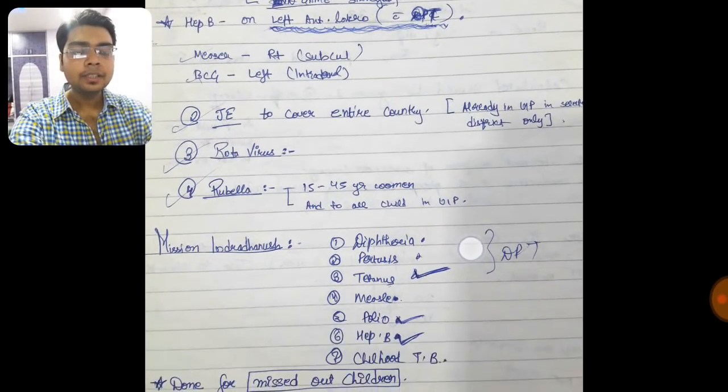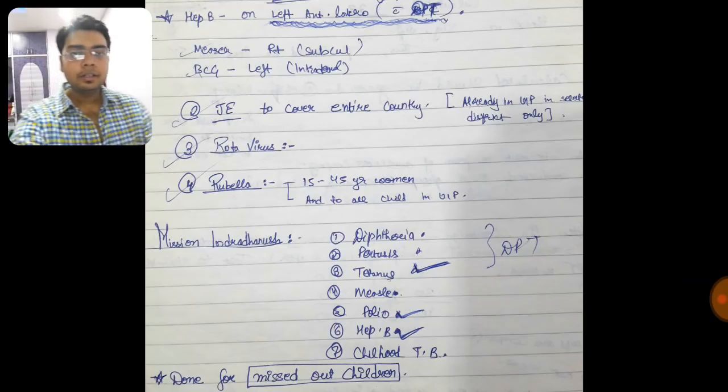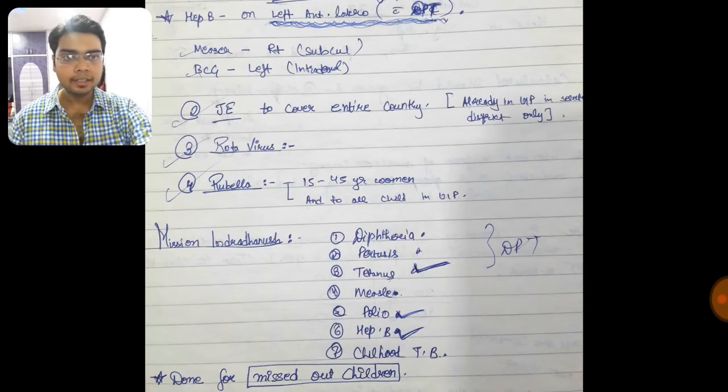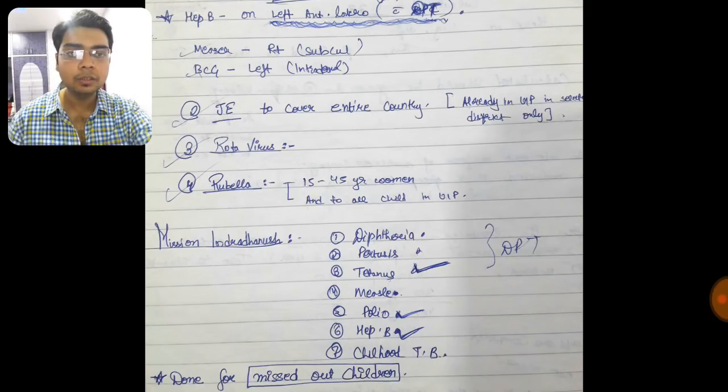Now regarding immunization, this is very easy and very frequently asked: Mission Indradhanush consists of how many diseases, meaning it aims to prevent how many diseases. So 7, basically DPT, diphtheria, pertussis, tetanus, then measles, polio, hepatitis B, and the one which you forgot is childhood tuberculosis.